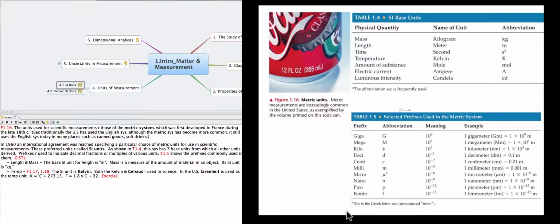In 1960, an international agreement was reached specifying a particular choice of metric units for use in scientific measurements. These preferred units are called SI units. As you see in this table, this system has 7 base units from which all other units are derived. Prefixes are used to indicate decimal fractions or multiples of various units. This table shows the prefixes commonly used in chemistry.